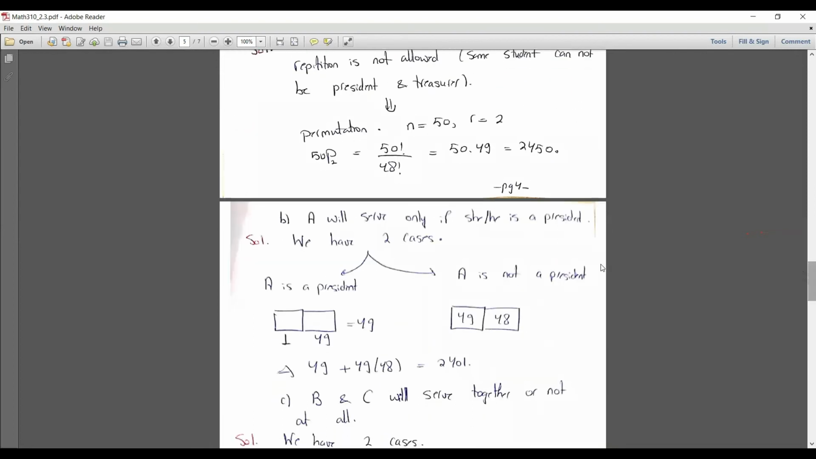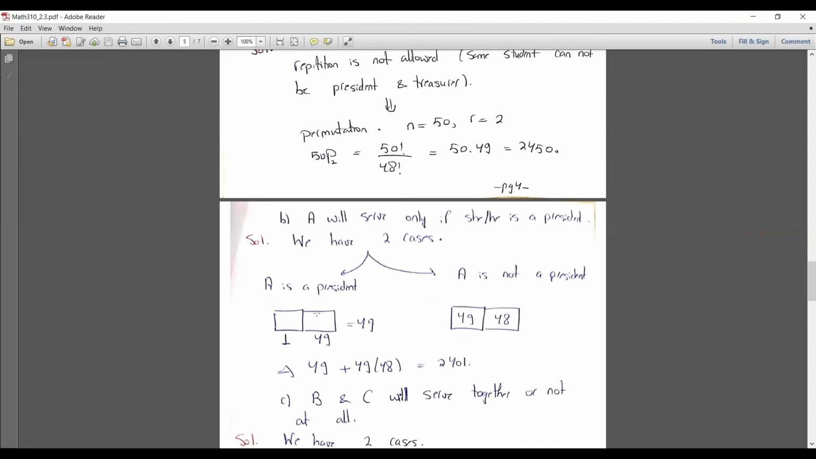Okay, in part B, we are saying that A will serve only if she or he is a president. It means that we have someone in the club who is insisting that if she is chosen, she wants to be the president, or she doesn't want it at all. So here, how many cases do we have? We have 2 cases. Either we put A as a president or A is not a president. If A is a president, the place for A is already chosen. So we have only 1 case, which is A.